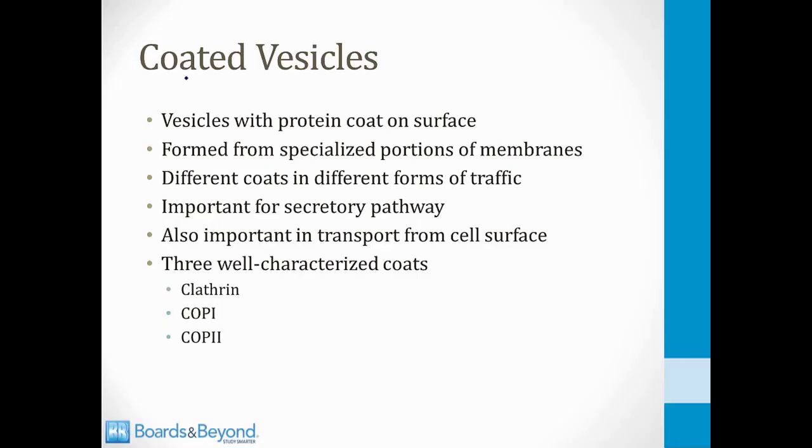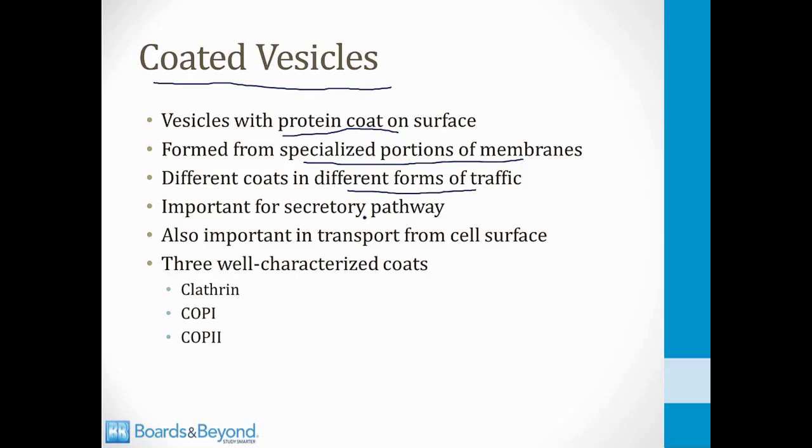The last topic I'll discuss for this video is the topic of coated vesicles. So many of the vesicles moving around inside the cell have a protein coat on their surface that is important for their function. This protein coat is there because the vesicle is formed from specialized portions of membranes. So vesicles are formed from the plasma membrane or the membrane of an organelle, and often they bud off from a section of the membrane with a protein on it, and this will lead to a vesicle that is coated with a protein. And different protein coats are used in different forms of traffic inside the cell.